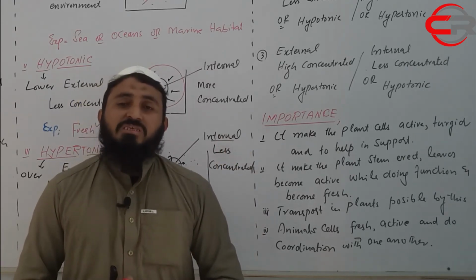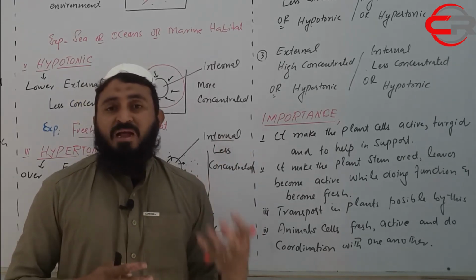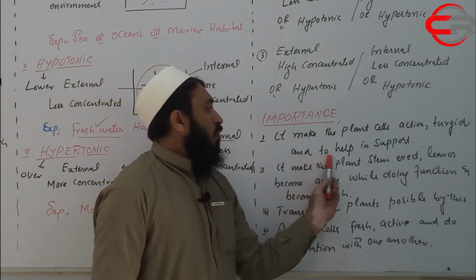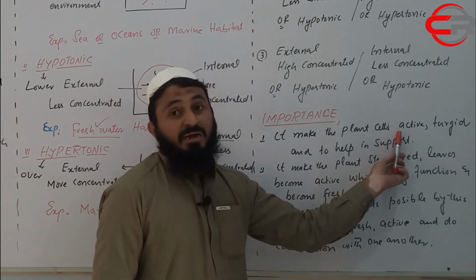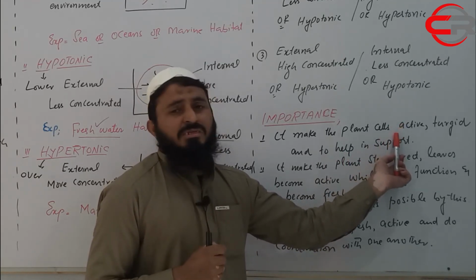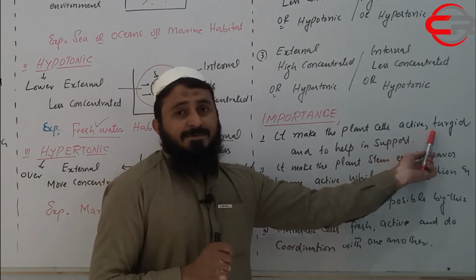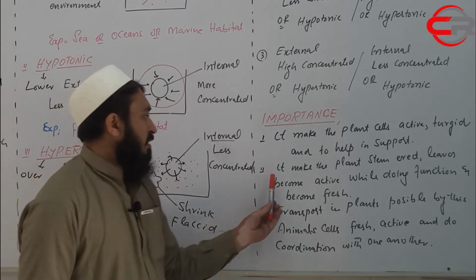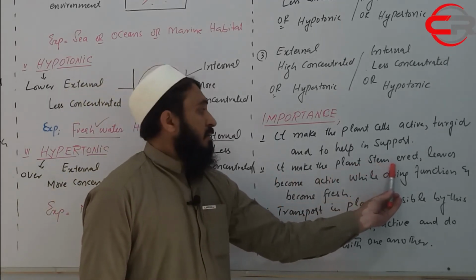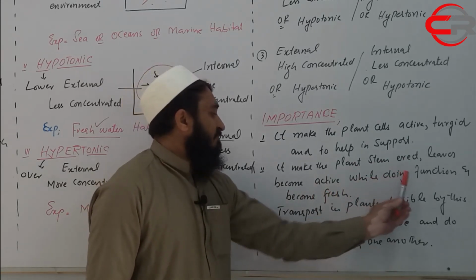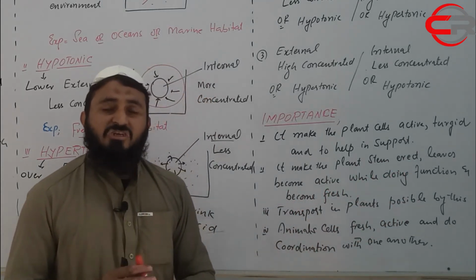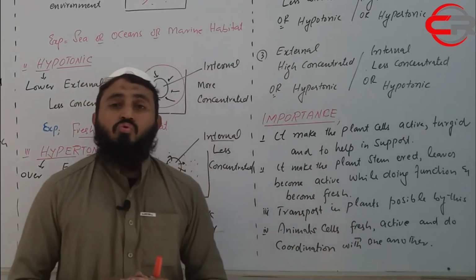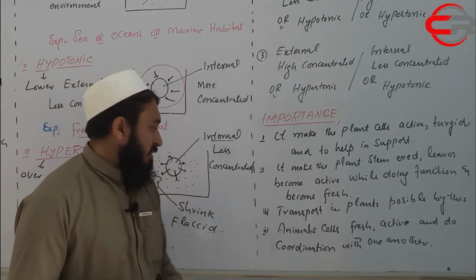What is the importance of these solutions in plants as well as in animals? It makes the plant cells active, turgid and helps in support. It keeps the plant active. Active means to do work, turgid as well as supportive for cooperation and coordination. It makes the plant stem erect. Leaves become active while doing their functions and become fresh. So it provides freshness to the plant cells. Transport in plants may be possible in those plants which have no xylem, for example bryophytes.